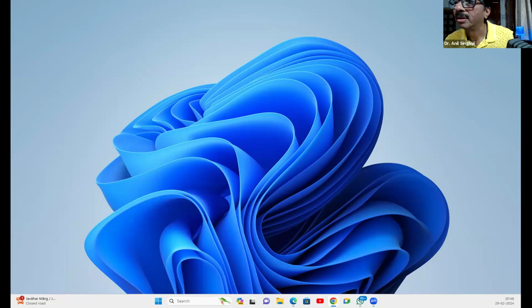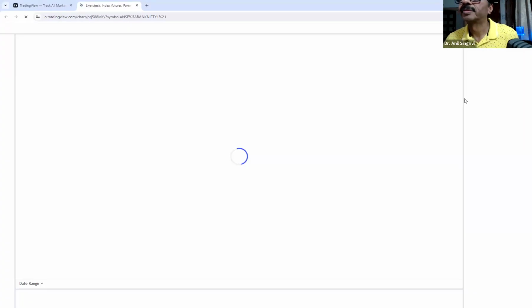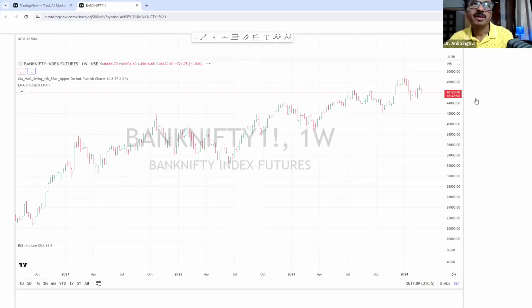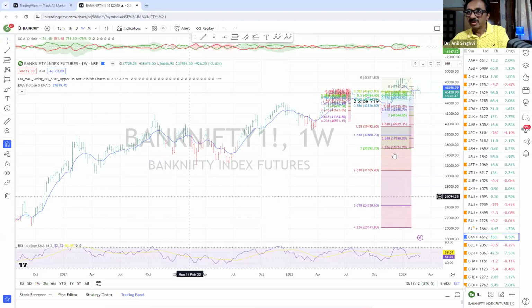Where is it? This is Bank Nifty. We are not able to see your screen. Can you see my screen? No, sir. Okay, one moment. I have multiple monitors, that's why it always becomes a little bit of an issue. Can you see now? Yes. Okay. Go on SuperCharts. Okay. So this all needs to be cleaned up basically.